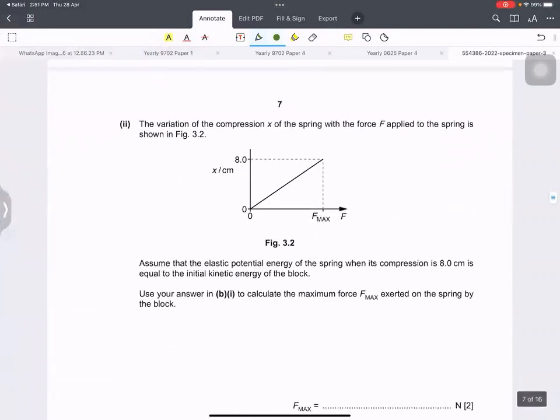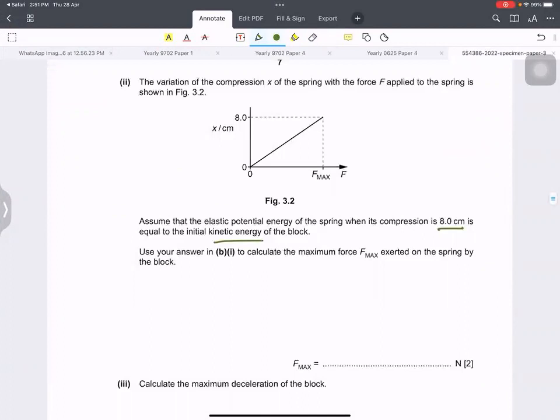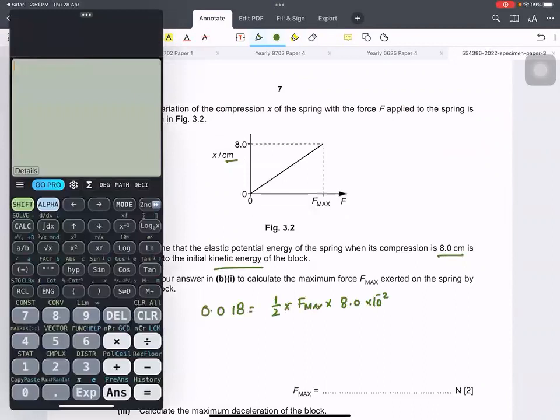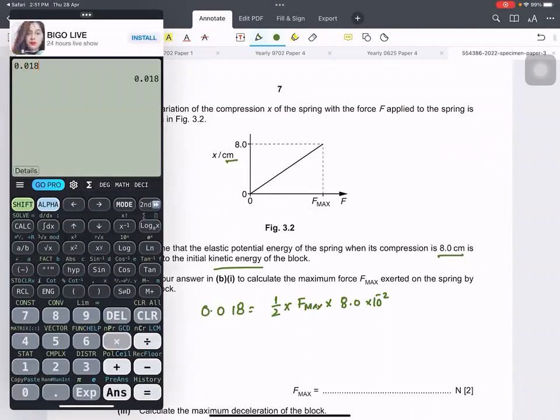And then it says this is the graph. Assume the elastic potential energy of the spring when it's compressed is equal to the initial kinetic energy. Use your answer to part B to calculate the maximum force. So we have 0.018 equals half times F max times 8.0 times 10 raised to minus 2. You have to convert it into meters because this is in centimeters. Always check these things. So 0.018 times 2 divided by 8.0 times 10 raised to power minus 2. So it has to be 0.45 newtons.